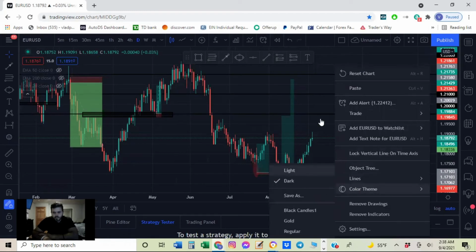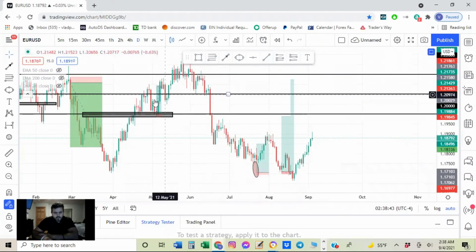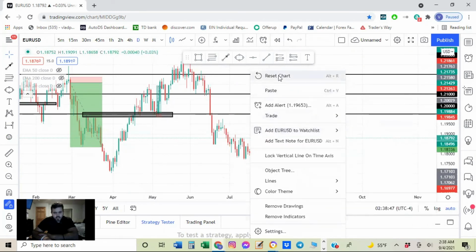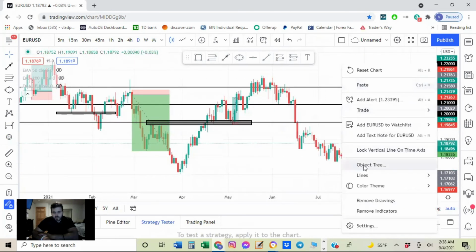Let's switch it back over to light. And I don't know if you noticed, but these candles changed. This is what they looked like before. They were on regular.